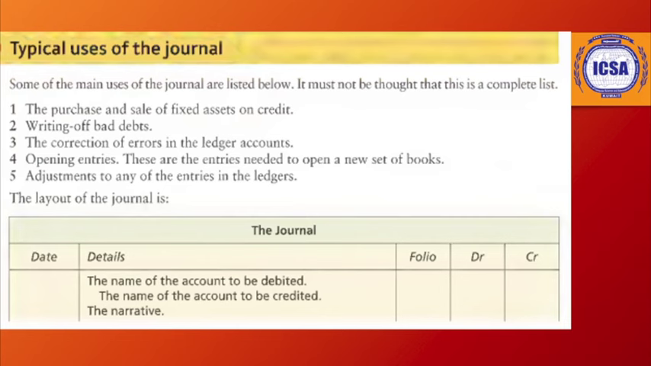So number one, the purchase and sale of fixed assets on credit. If any asset or any sales are to be recorded on credit, they will be recorded in journals. Writing off bad debts. Here is a new term, so we must be clear with the meaning of bad debts. Bad debts means all the debtors of the business, all accounts receivables who are supposed to pay to the business, if in case due to certain reasons they are unable to pay their amount to the business.